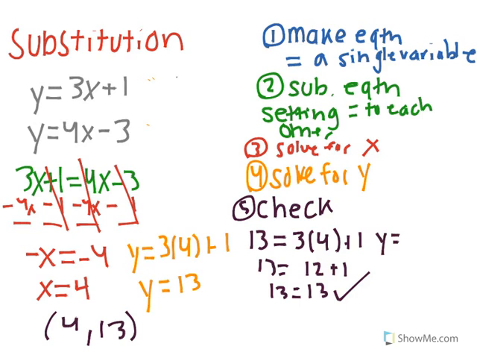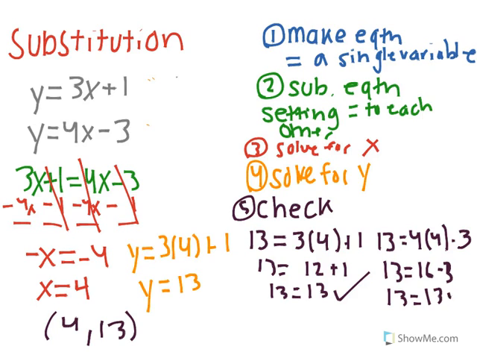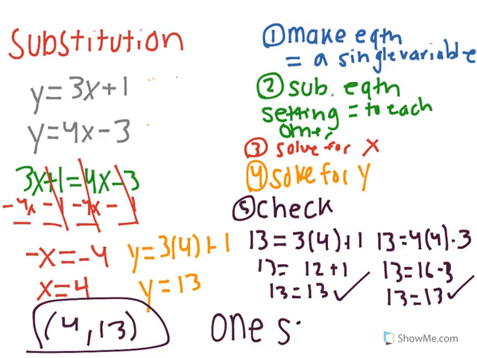y is equal to 13. Excuse me. 13 is equal to 4 times 4 minus 3. So 13 is equal to 16 minus 3. That's 13 equals 13. Check. We know that this is our answer. This is the coordinate point where these two lines will intersect, and they have one solution.